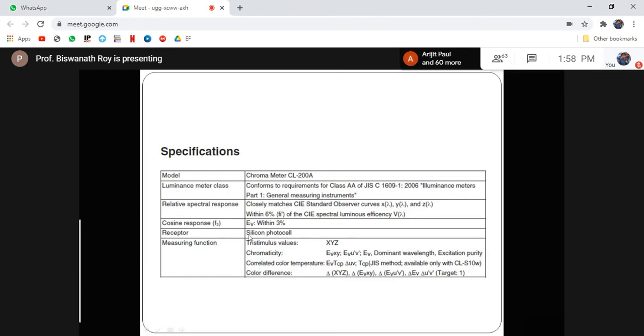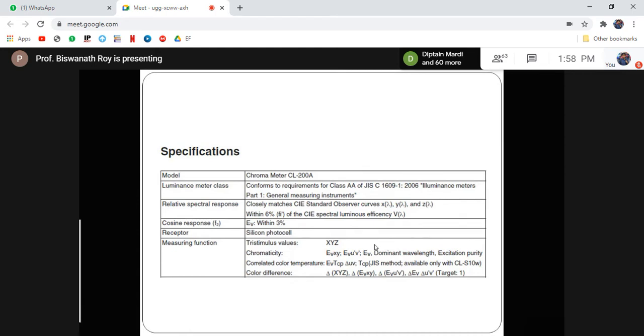It is the silicon type of photocell. It can measure the color temperature, correlated color temperature, along with other parameters that we are not going to discuss here, because the task here is to measure the TCP actually. So the next third portion will be discussed by Sangita madam.